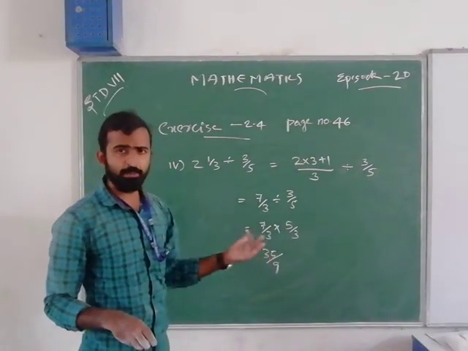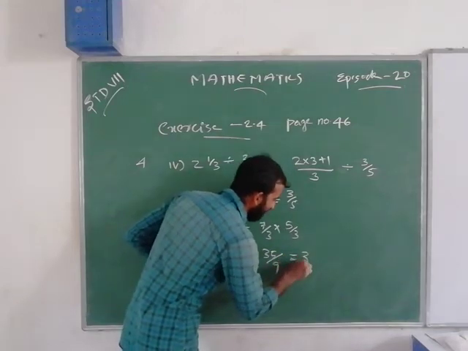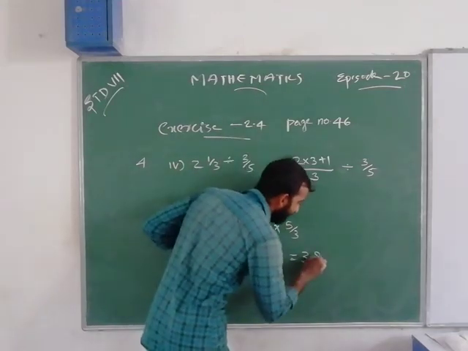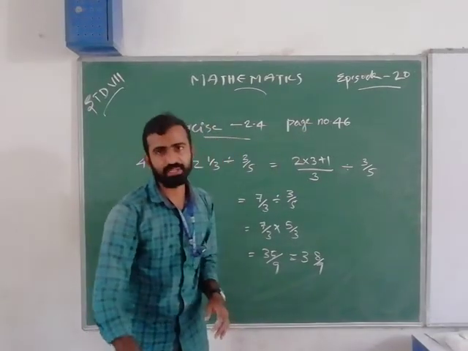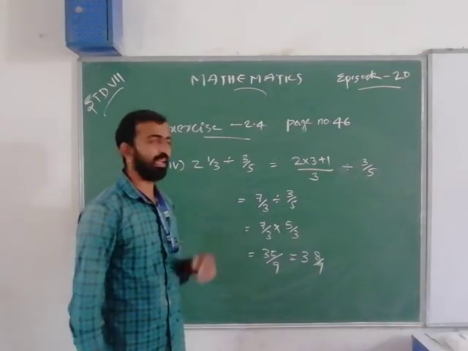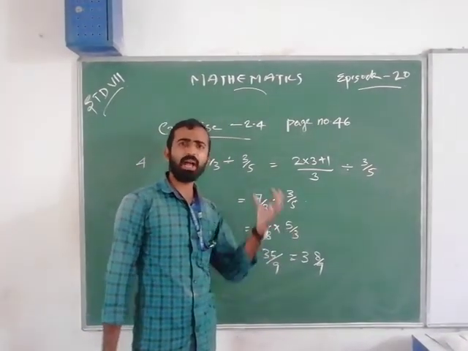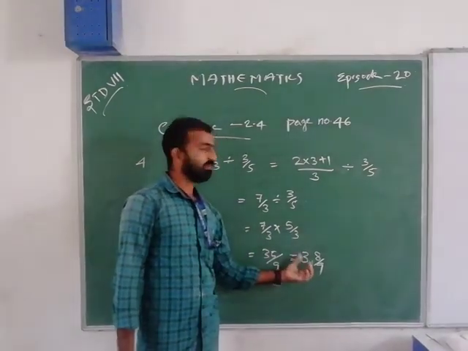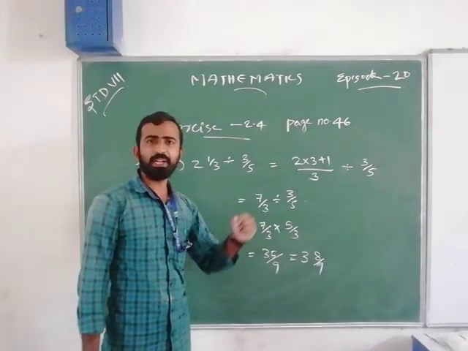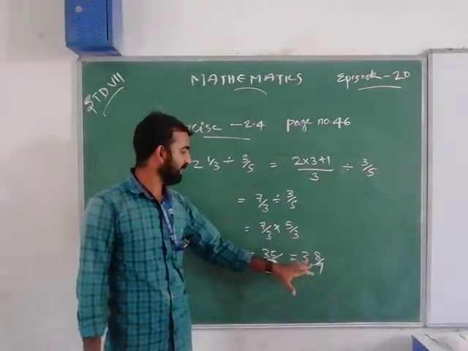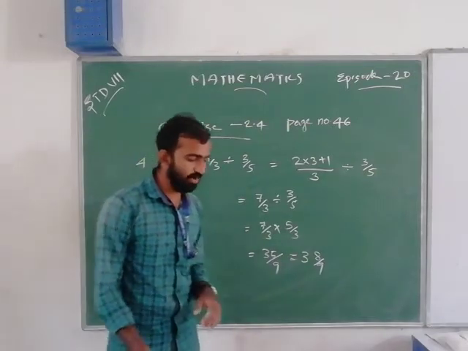This is an improper fraction, so we can write 3 and 8 by 9. Is it right? Yes. When we divide 35 by 9, we get 3 times, that is 3 into 9 is 27, and the remainder is 8. So we can write 3 and 8 by 9. And next question is, what is next question?